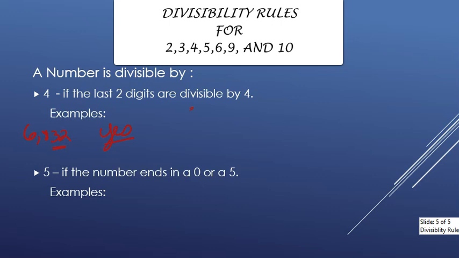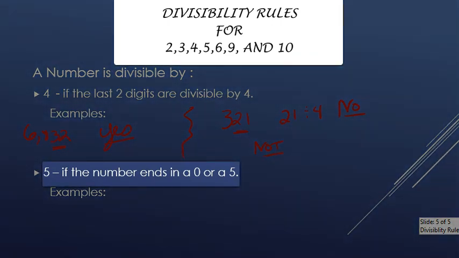What if we take the number 321 and look at the last two digits? Is 21 divisible by 4? No, it is not. So therefore, 321 is not divisible by 4 because it does not go into it evenly.